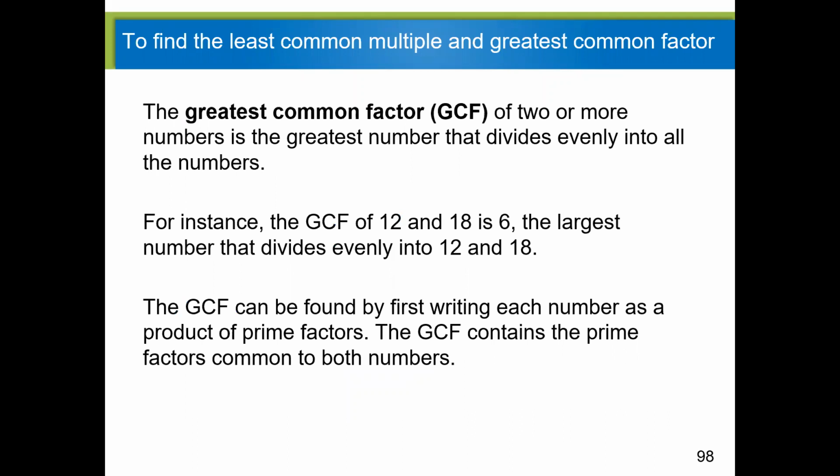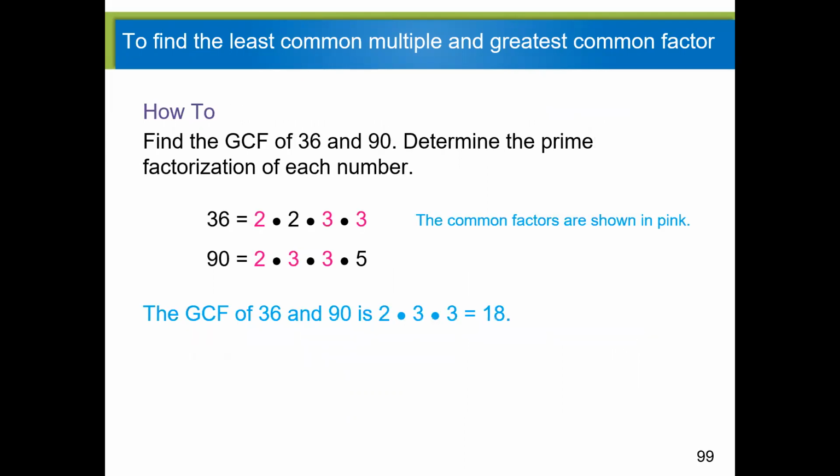Greatest common factor is, well, it's the opposite direction. Greatest common factor is the greatest number that divides evenly into all your other numbers. So what divides both into 36 and into 90? Well, the prime factors of 36 are 2, 2, 3, 3. The prime factors of 90 are 2, 3, 3, 5. So I share a 2, I share a 3, and I share a second 3 between them. Therefore, 2, 3, and 3, multiply those all together, you get 18. 18 is the greatest number that divides into 36 and divides into 90.